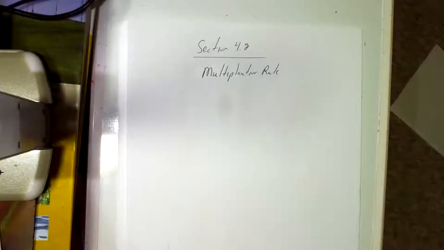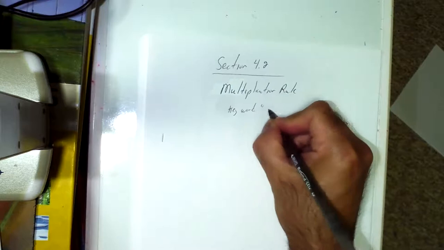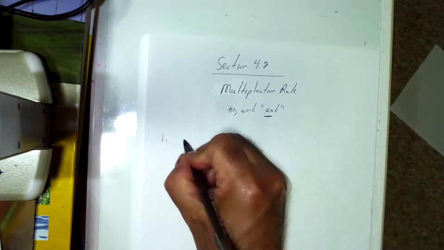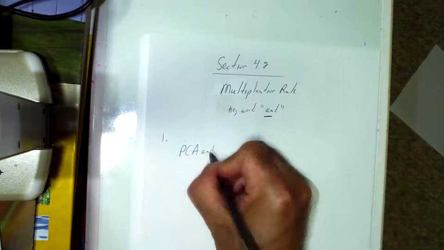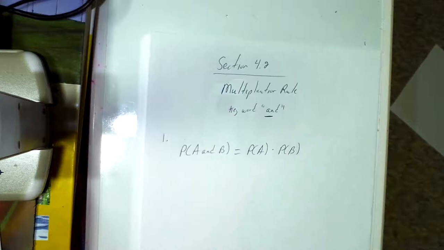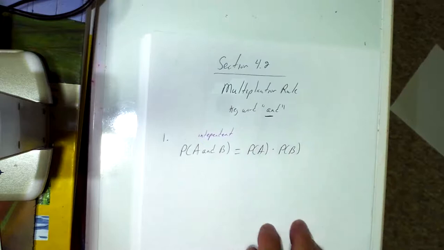All right, this is formula number one. Let me put the keyword. The keyword for multiplication is the word and. Don't forget it. The word and is the keyword for the multiplication rule. The first formula goes like this: probability of A and B is equal to the probability of A times the probability of B. This formula is for independent events. I'm going to call it something different in a little bit, okay?